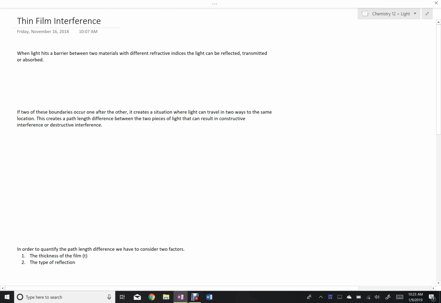So the idea with thin film interference is that when light hits a barrier between two mediums, so if we were, say, for example, to look at air and water, this might be like the top of a lake or something, the light can do three different things. It can be reflected, it can be transmitted, or it could be absorbed. When this happens, almost all the time, some of the light will be reflected and some of the light will be transmitted.